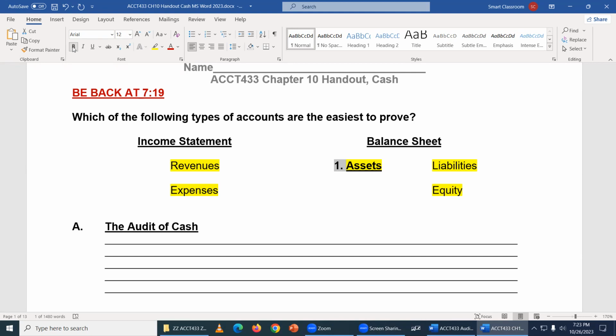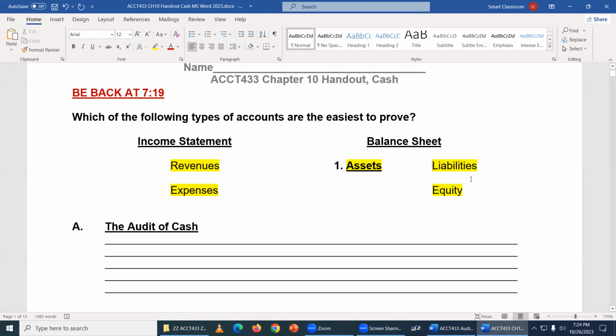If you look at a company, say Walmart, what are you really looking at? You're looking at their buildings. That's an asset. Their parking lot, that's an asset. Their shelving, which is equipment, that's an asset. Their inventory is an asset. You look at all their assets. So assets are the easiest to prove.